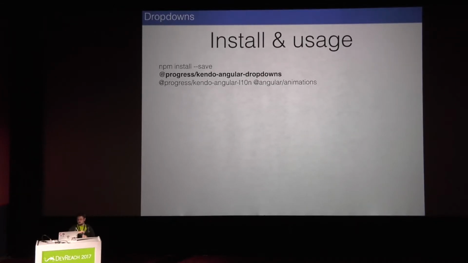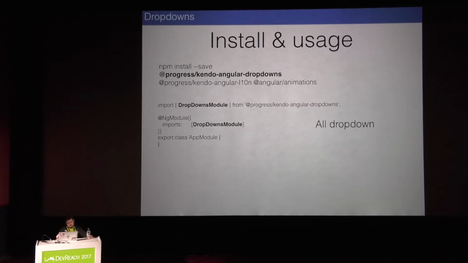And of course, installation. Drop-downs. Not a surprise, right? And we're not surprised that we have a few dependencies, as well as the I10 that I mentioned a few times already, and the fact that we rely on animations. To use it, we have the drop-downs module, and as with all the previous ones that I talked about, you have import everything.